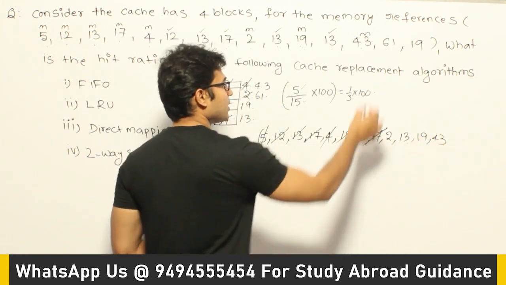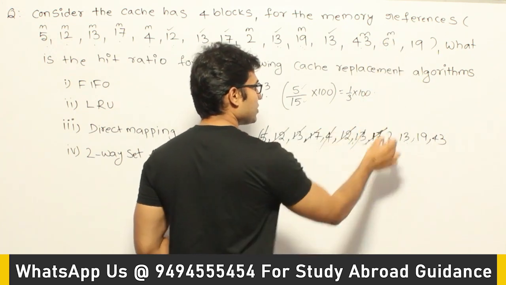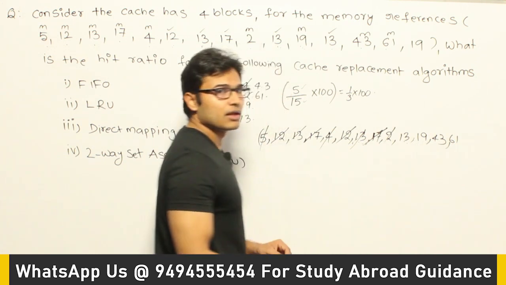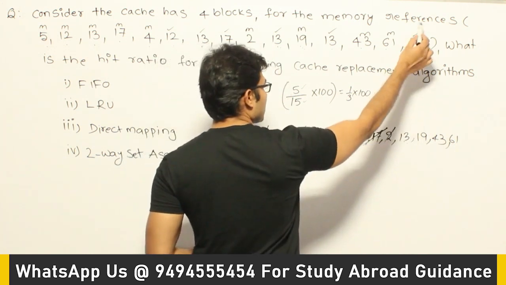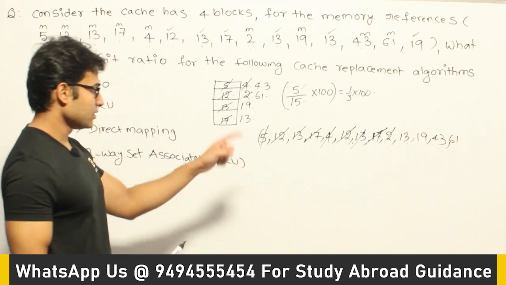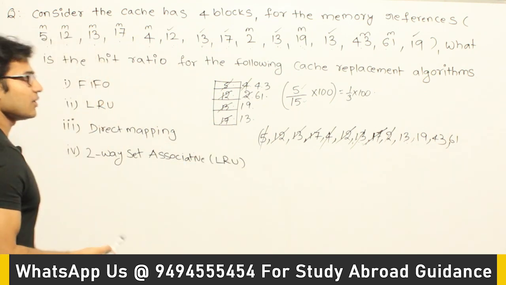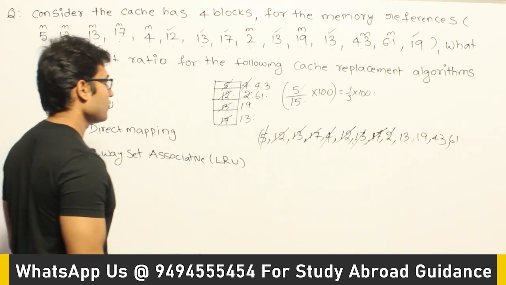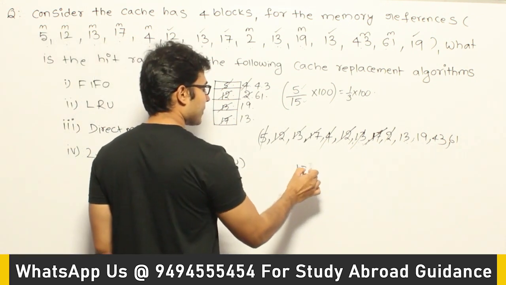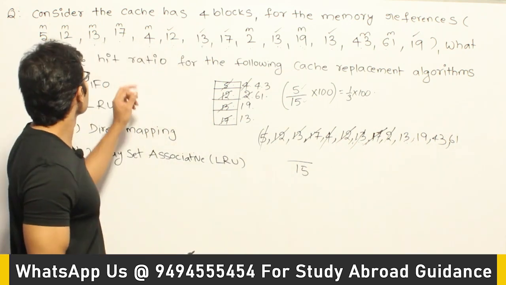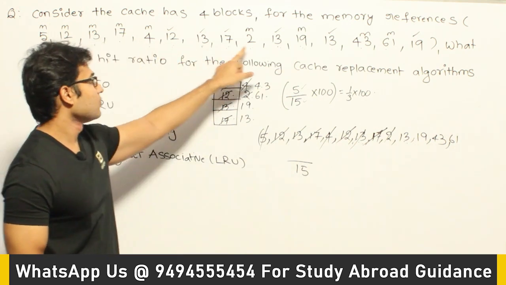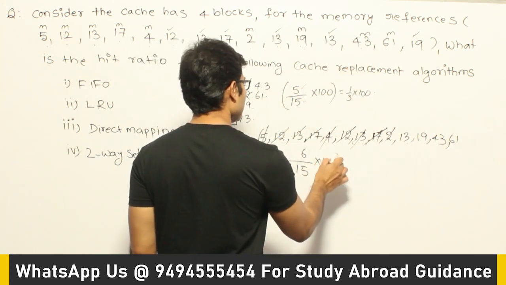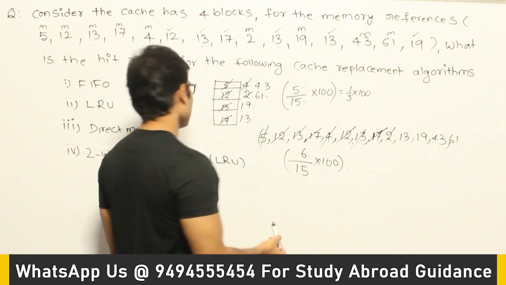And 61 is not there, which means it is a miss, and which one has to be replaced? 2, right? Therefore it is going to be 61. And 19 is there, therefore it is a hit. Got it? So finally these 13, 19, 43 and 61 are going to be in the cache. And now if we have to find out the hit rate, out of 15, how many times are we hit? So out of 15 you are going to get 1, 2, 3, 4, 5, 6. So 6 by 15 into 100 is the hit rate of this LRU.